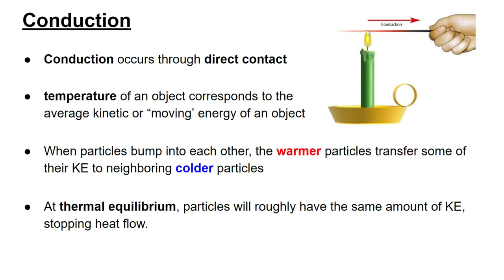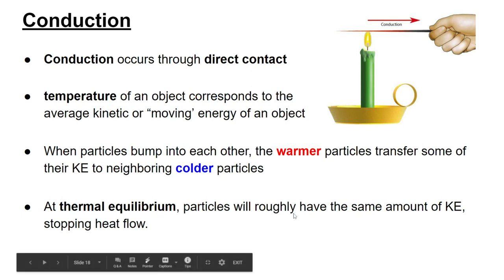So all the particles of this steel rod, the molecules, get heated up. As they get heated up, the kinetic energy goes up. When the kinetic energy goes up, the motion goes up. As a result, when the particles bump into each other, the warmer particles transfer some of the kinetic energy to the neighboring colder particles, and this keeps on going. The transfer of energy keeps on happening, and ultimately the heat gets transferred to your cold hand, and your whole hand can get burned because of the conduction process. Once thermal equilibrium is reached and the particles have roughly the same amount of kinetic energy, the heat flow will stop.